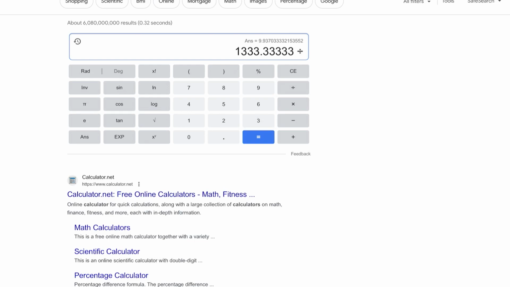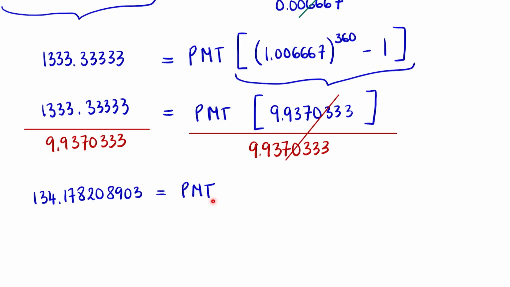1333.33333 divided by 9.9370333. I got 134.178208903. So PMT is equal to 134.178208903. The question does not have any rounding instruction, but we're working with dollars, so we round it to 2 decimal places. This digit is 8, so I round it up to $134.18.